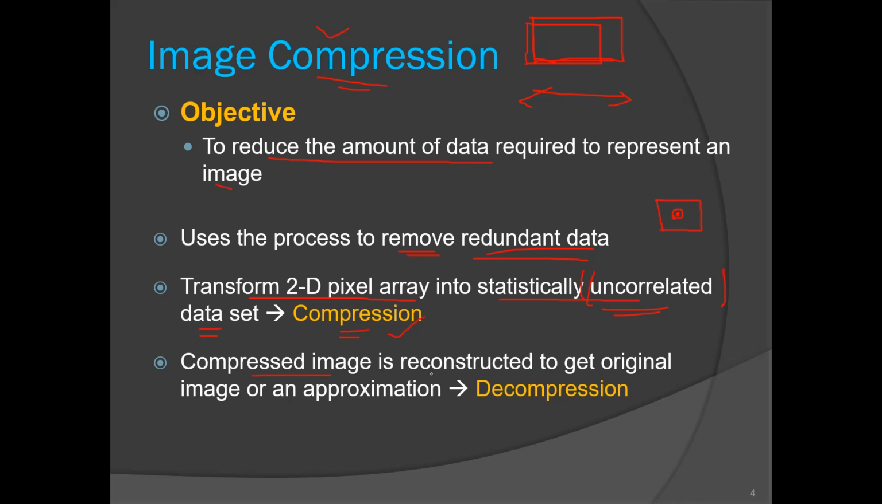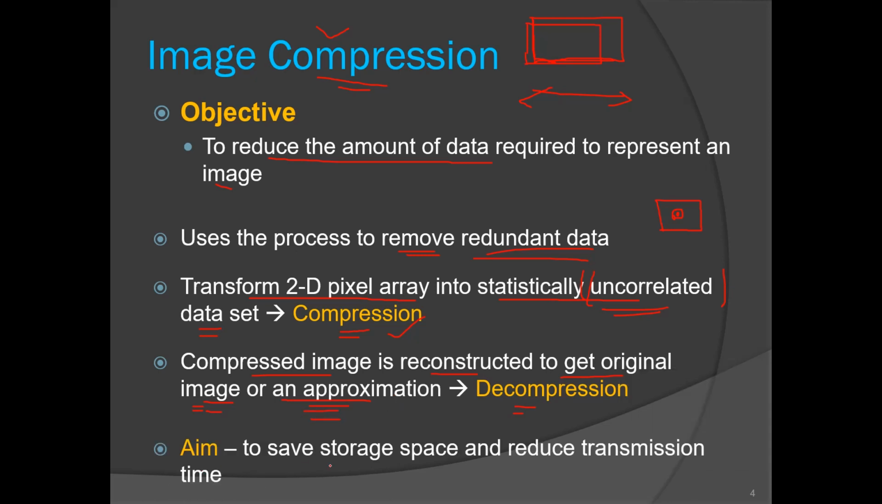A compressed image is reconstructed to get the original image or an approximation, and that process is known as decompression. So if our compression algorithm is lossless, you will get the original image back if you apply the reverse process. If our compression is lossy, then we will get an approximation. Here our aim is to save storage space and to reduce the transmission time.